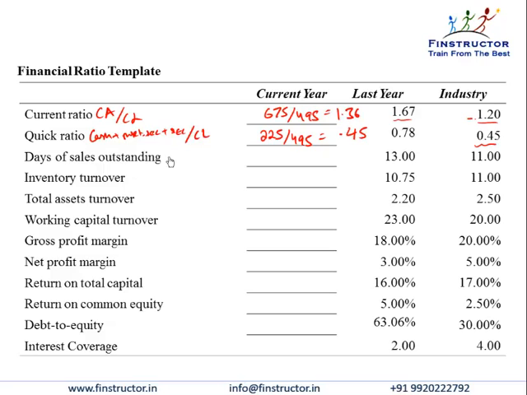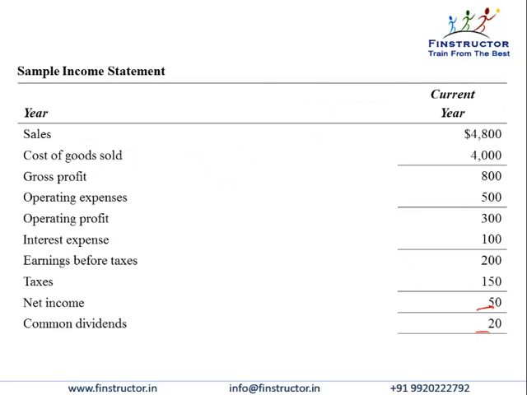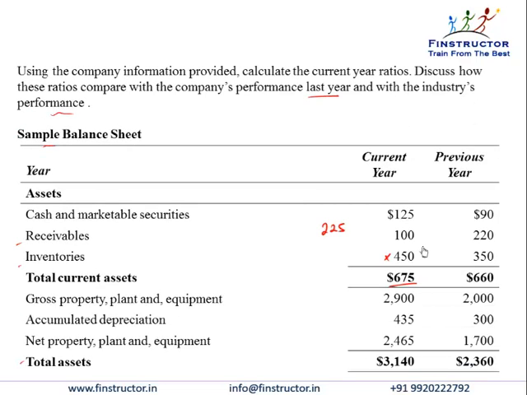The days of sales outstanding is 365 upon the accounts receivables turnover, or the receivables turnover, which in turn is calculated as the sales divided by the average accounts receivable. Now this is an impure ratio, so we'll take the average of the balance sheet item. The sales are given to be 4,800 in the question, and the accounts receivable were $100 at the end of the year and $220 at the beginning of the year. So the average can be calculated as $160.